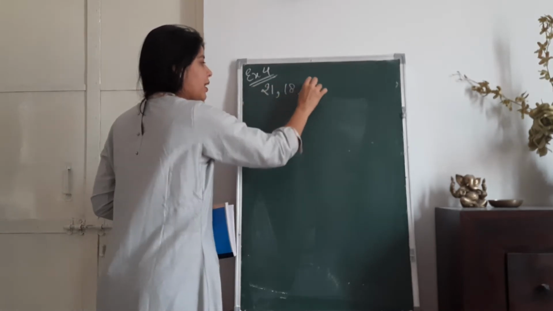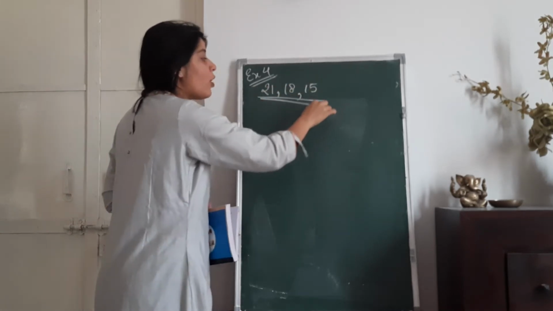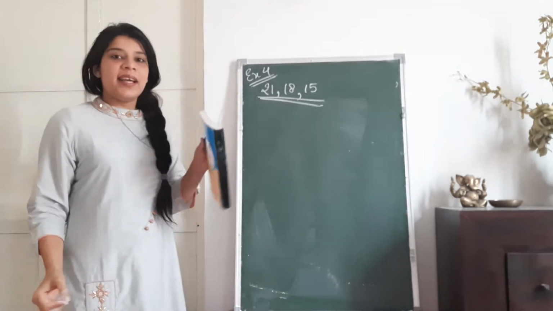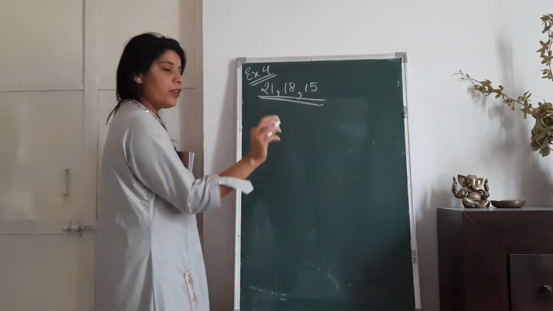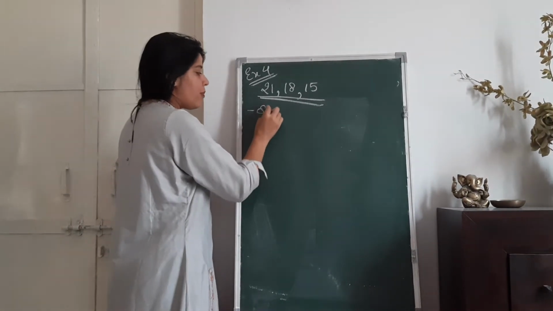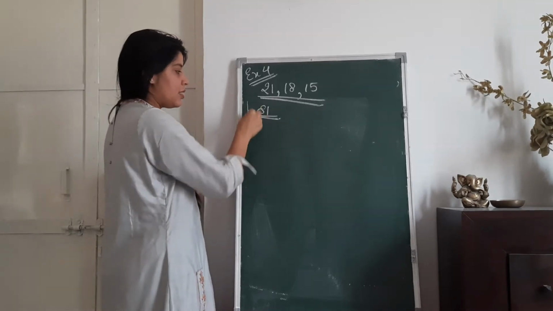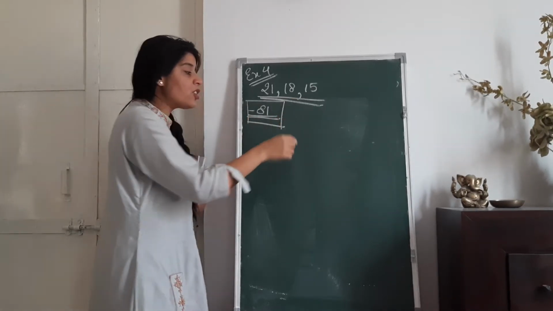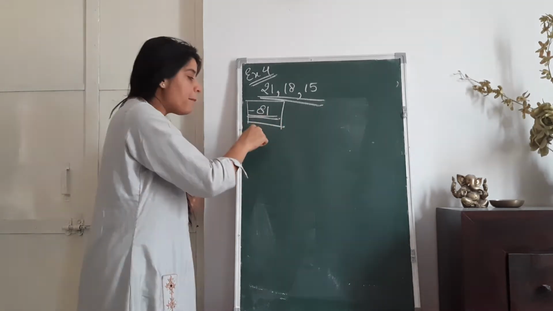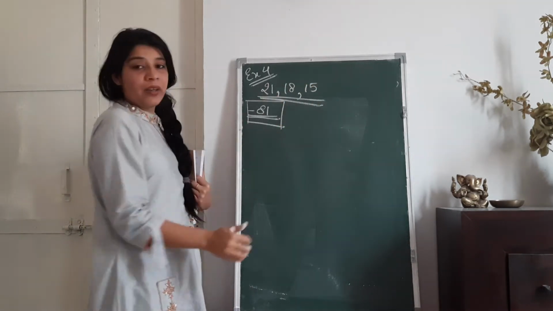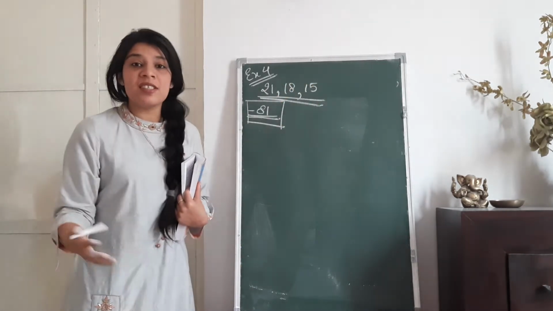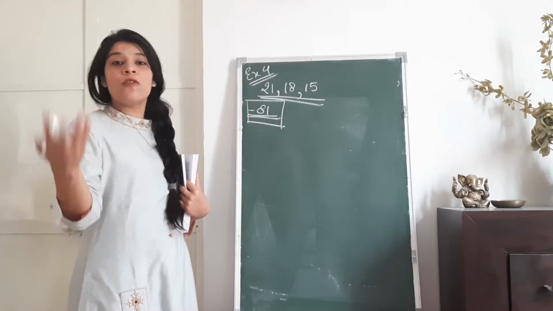21, 18 and 15. Now what do we have in our question? They are basically asking, the first part of the question is you have minus 81 as a term. They are asking which term would this number be in this AP? Like which term would it be? Will it be the first term, second term, third term or fourth term?